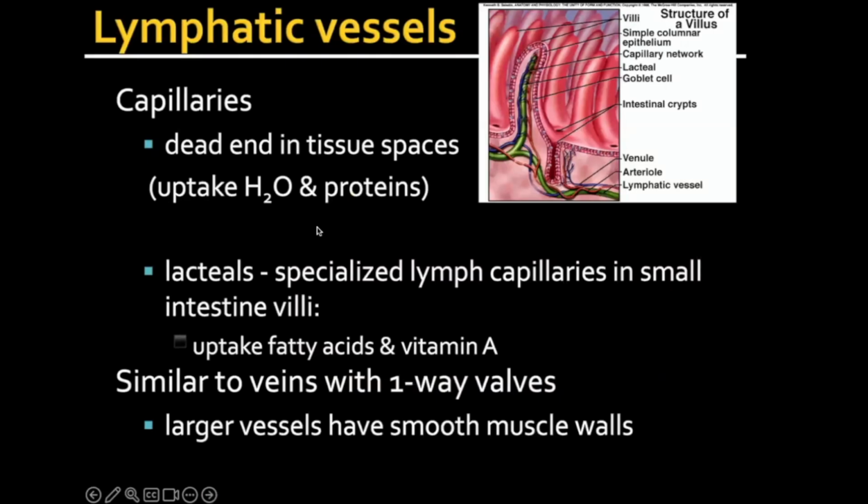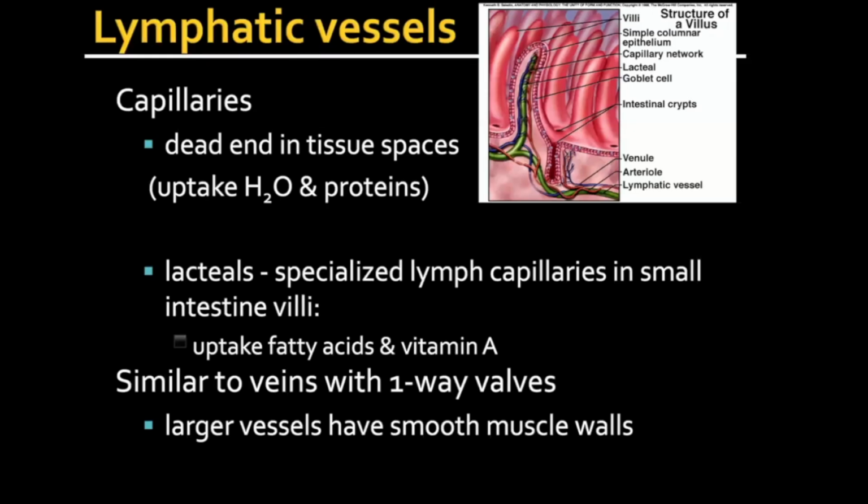All right, we've already talked about the dead end lymph capillaries. They're in green in this picture right here. They uptake lost water and also some proteins. You actually have lymph capillaries internally in your intestine, and they're called lacteals. They uptake fatty acids and vitamin A, and they're going to take them back to the bloodstream. So that's another good thing for our body.